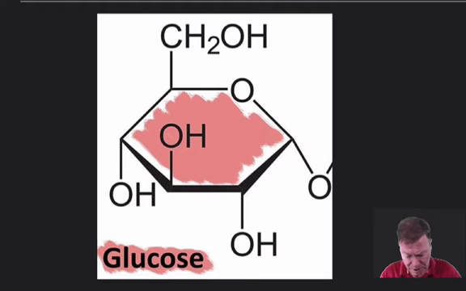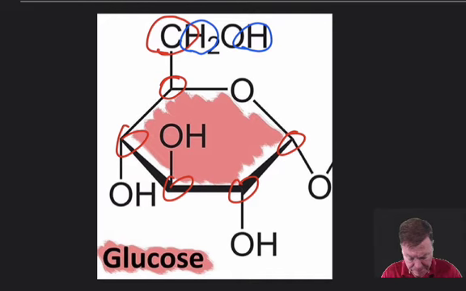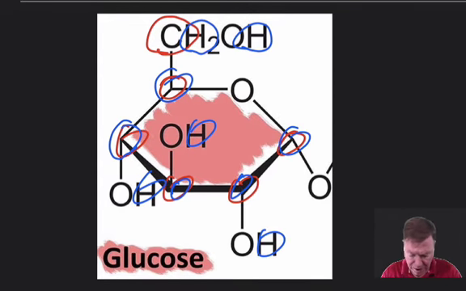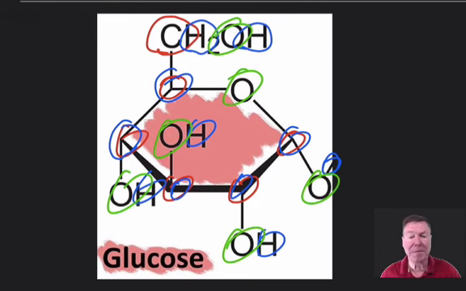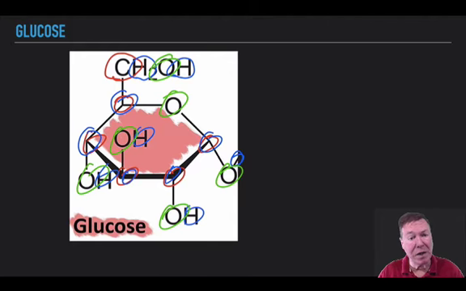Okay, it looks like this. C6, so there should be 6 of these: 1, 2, 3, 4, 5, and the 6th one is there. That's C6. H12: there's 2, 3, there's another one here, 4, 5, 6, 7, 8, 9, 10, 11, and I've kind of cut off the one over here. That's 12. So we need an O6: 1, 2, 3, 4, 5, 6. So there's C6H12O6. The monosaccharide that we get our energy from is called glucose.